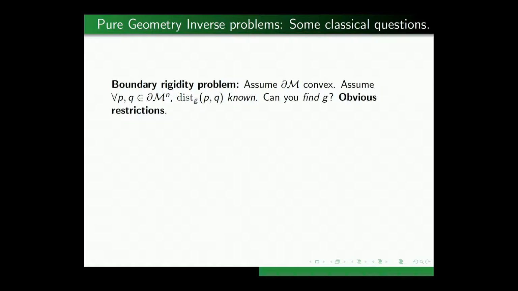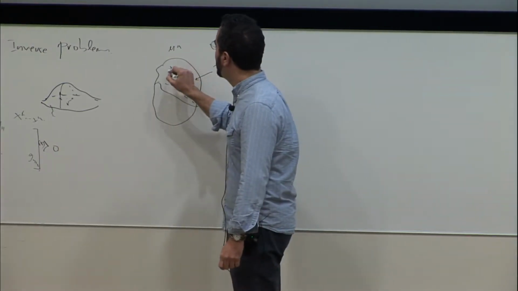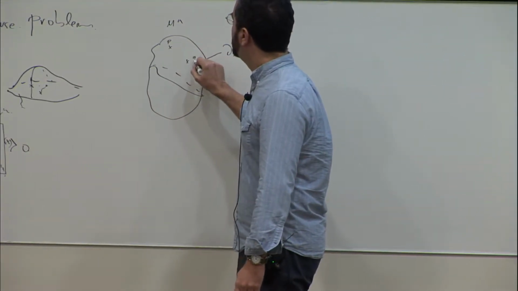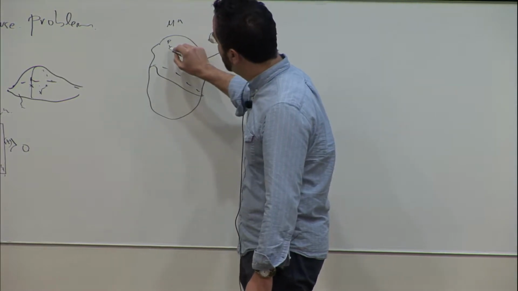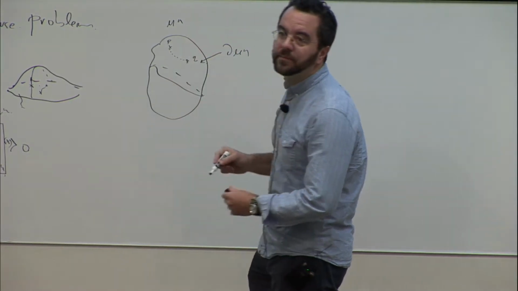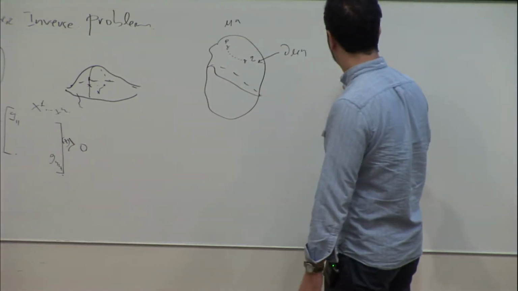So the most classical and easy to present question is the boundary rigidity question, which is, suppose you have a Riemannian manifold, and for any 2 points on the boundary, you know, let's say the boundary is convex, you know the distance of the 2 points. Okay? You know their distance, so you have information about the metric inside. Can you find the metric based on that information? Okay? So this problem has a long history.